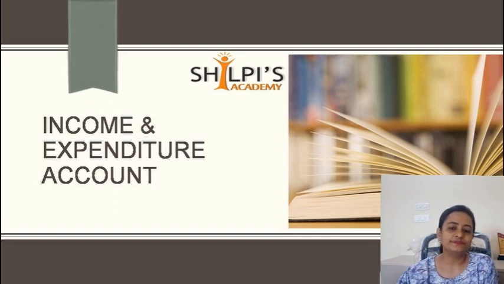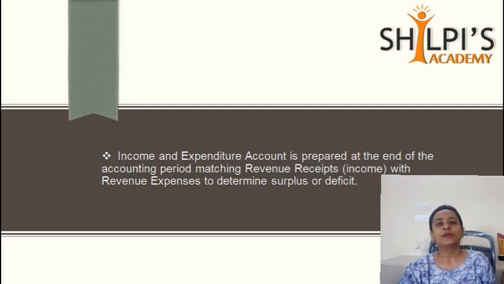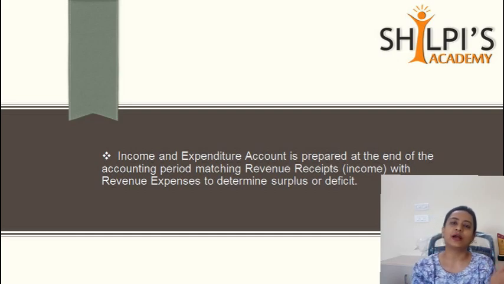So what is the definition of income and expenditure account? Income and expenditure account is prepared at the end of the accounting period, matching the revenue receipts with revenue expenses to determine the surplus or deficit. You have to be very careful in this. In the income and expenditure account, only the revenue expense and revenue income is mentioned.